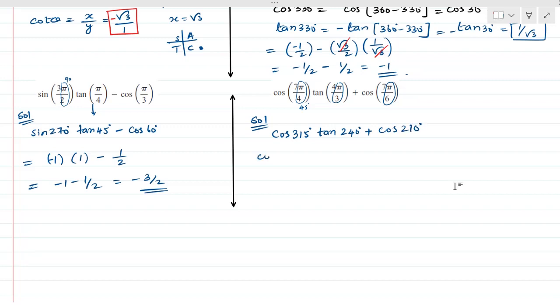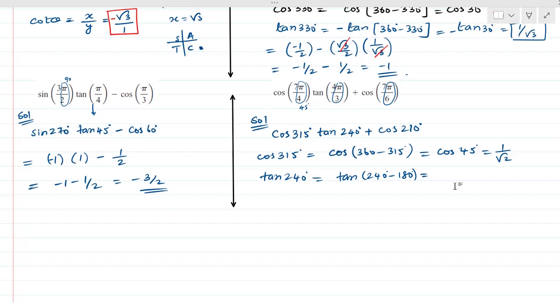So now we will do it one by one. Cosine 315, cosine of 360 minus 45, which is equal to cosine 45, which is equal to 1 over root 2. Since it is cosine in the fourth quadrant, it is positive. Now tan 240, which is in the third quadrant, 240 minus 180, which is equal to tan 60. What is the tan 60 value? Tan 60 value is root 3.